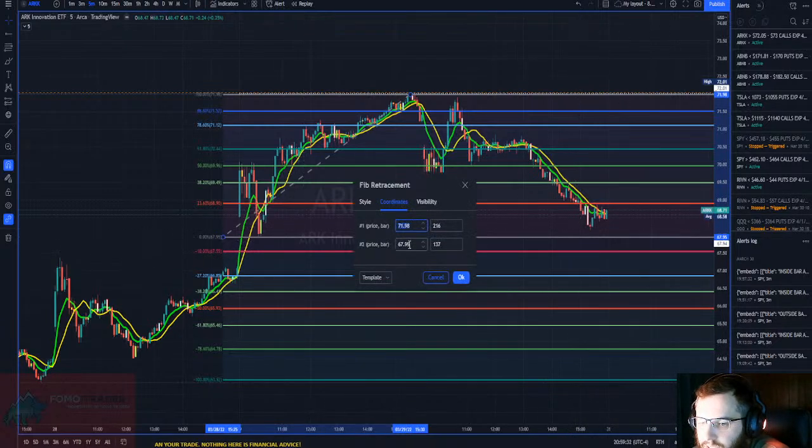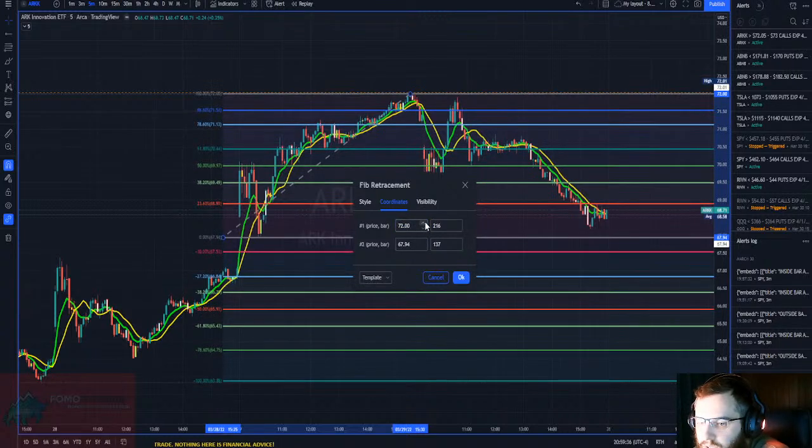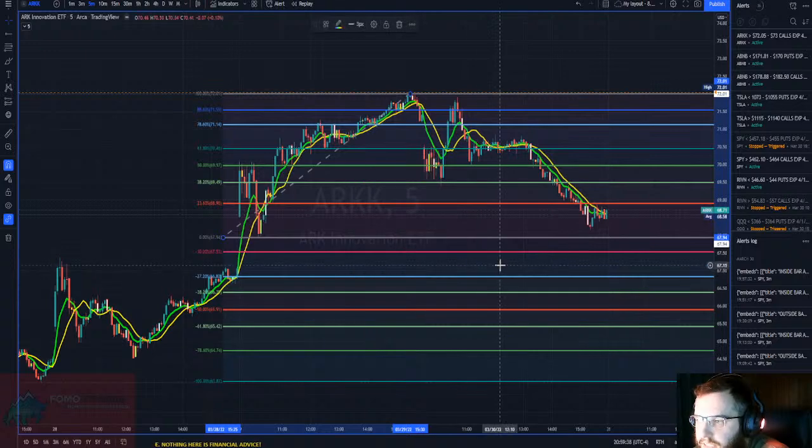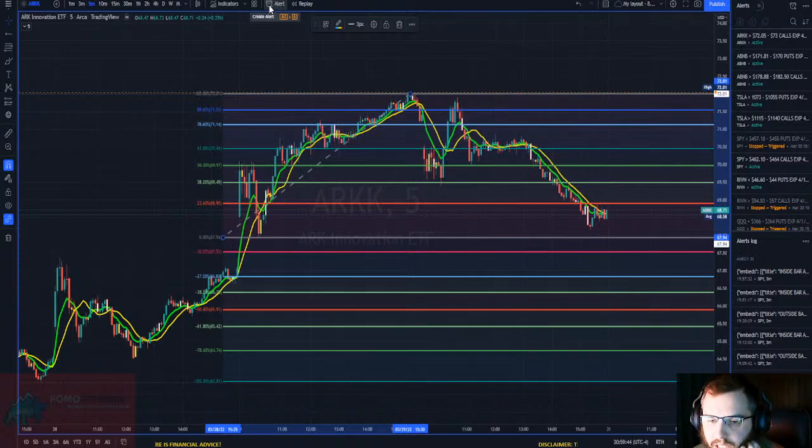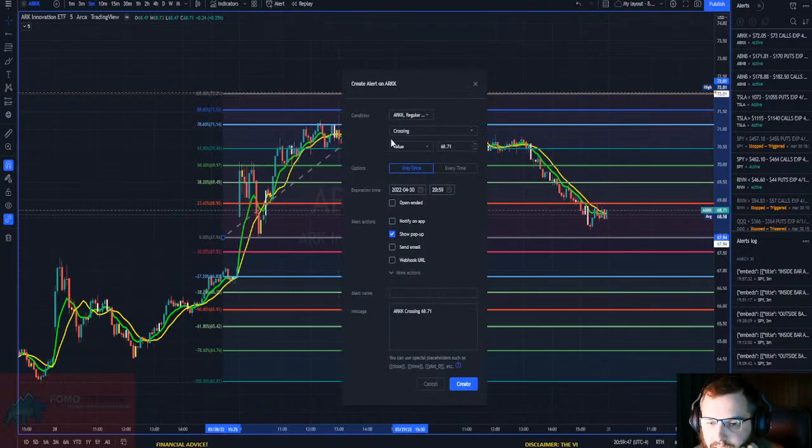67.94, and 72.01. We'll get that exact from our high and low levels. So on this one, we are looking for a break below 67.94. So we'll just call it 67.90.